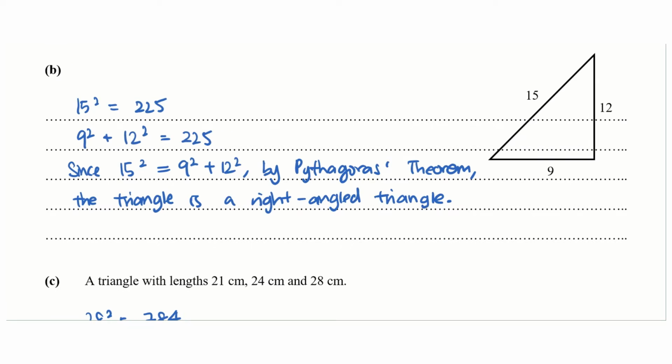And now we take a look at part B, where we are also given a diagram, and the lengths of the three sides given are 9, 12, and 15. So 15 being the largest number, that means that it will be the hypotenuse. So we will compute 15 square to be equal to 225, and then we compute the value of 9 square plus 12 square, and using our calculator, we also get 225. Because 15 square and 9 square plus 12 square are both equal to 225, we can say that they are equal.